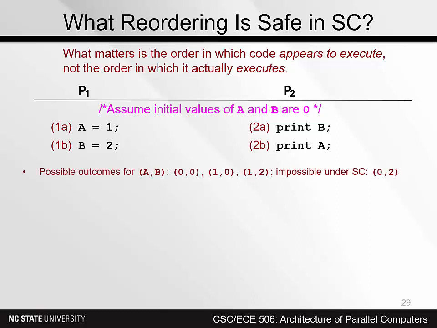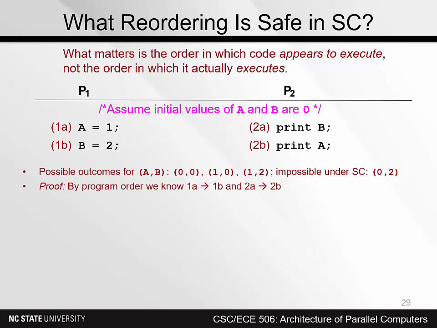Here we see again our system of two processes, one of which assigns new values to A and B, and the other of which prints B and A. As we saw earlier, the outcomes 0,0, 1,0, and 1,2 are all possible for A and B under sequential consistency, but 0,2 is not. It's not hard to prove that 0,2 is impossible.